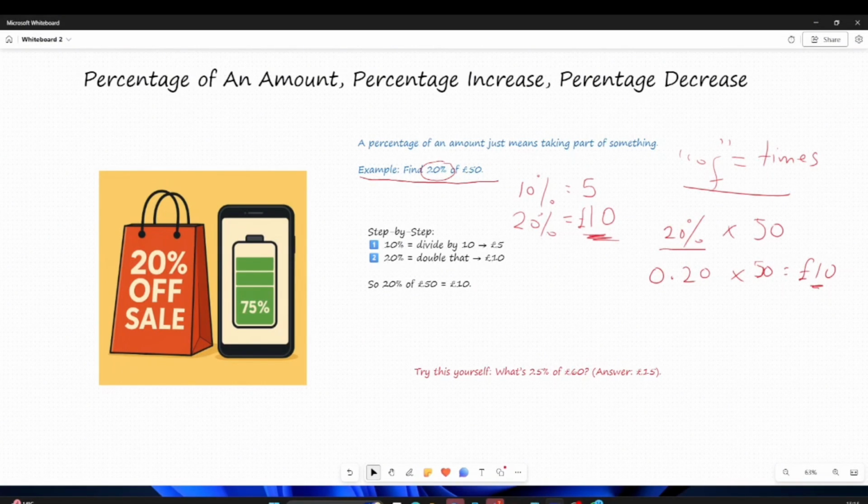So try the second example. Try this on your own. We have what's 25% of 60. Your answer should be £15. One easy way is to find 10%, find another 10%, and then find 5%. If you add 10 to 10 to 5, it gives you 25. Once you finish finding that, you add all the numbers together, and it should equal £15.